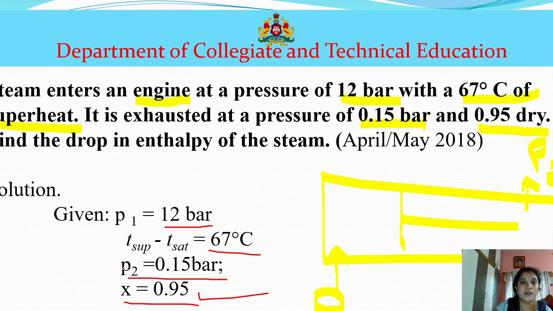When the steam was entering the engine, we had a pressure of 12 bar and 67 degrees Celsius of superheat. That means the steam was in a superheated condition. While leaving the system, it has become a wet steam. So that is the two conditions that you have to remember. While entering, it was a superheated steam. While leaving, it has become a wet steam.